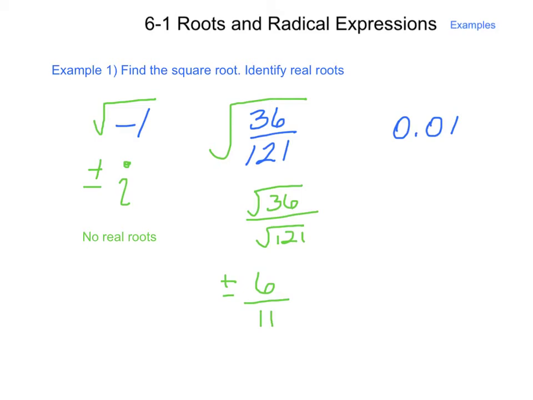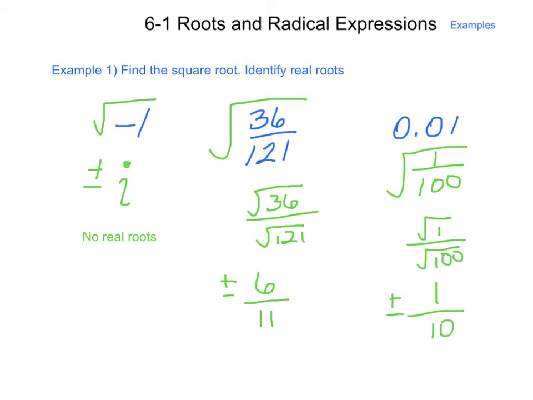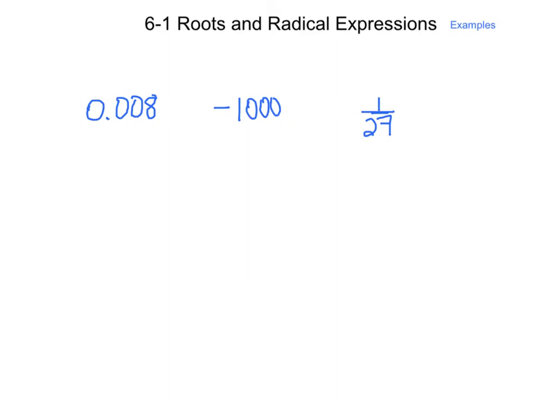For the last one, this is a little more difficult because it's a decimal. Let's start by converting this to a fraction. 0.01 is the same as 1 over 100. That's easier to take the square root of. Again, we can break it up. The square root of 1 is 1, and the square root of 100 is 10, giving us plus or minus 1 over 10. Now let's find some cubed roots.